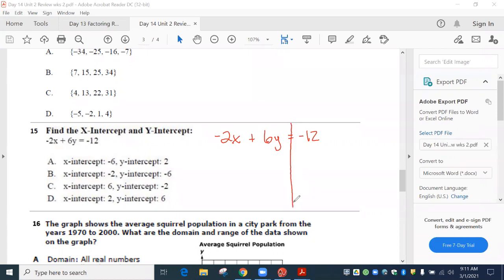So anytime we get Y by itself, we get rid of this X first. So this is a -2x. What's the opposite of -2x? Positive 2x. So we put plus 2x, plus 2x. So this is going to cancel out. And we've got 6y equals.